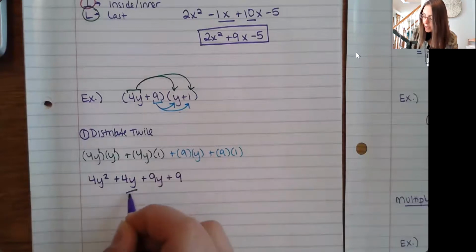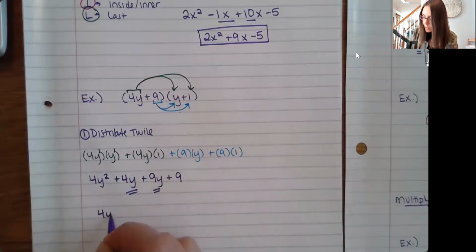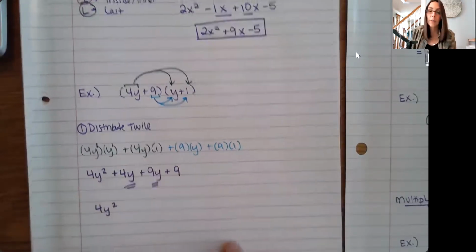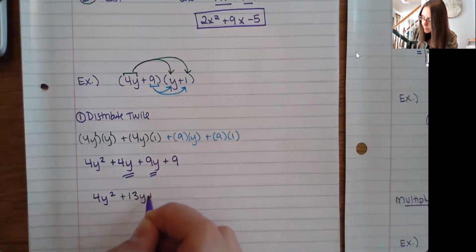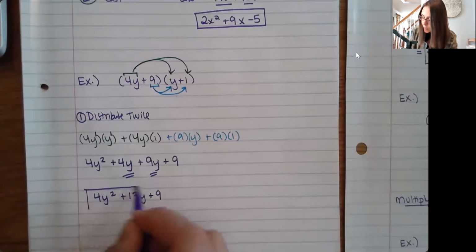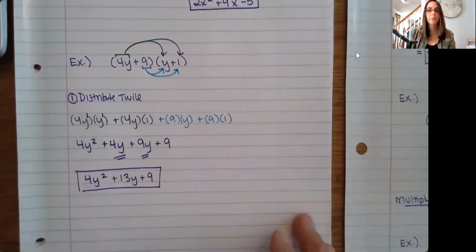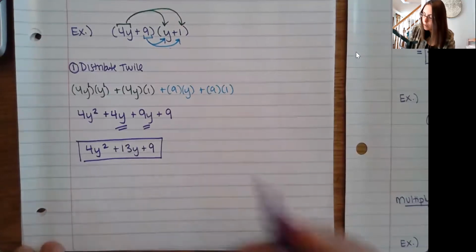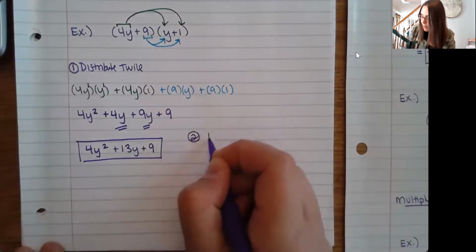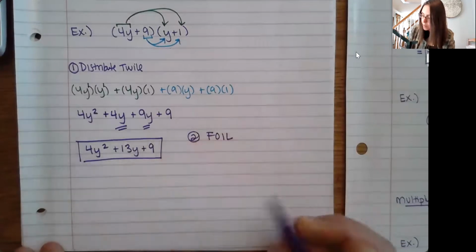And again, a lot of times you do have, not always, but a lot of times you do have some sort of like terms there. So we're going to add those together. I get 13y. And that's it for my like terms. So I am done. Now, my second strategy is that FOIL method. And again, I'm just going to rewrite it.